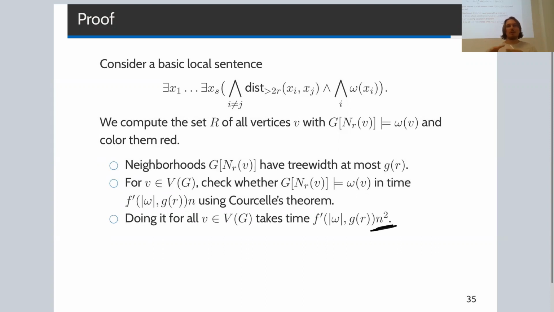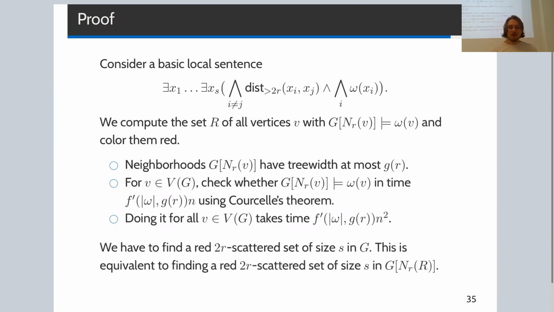And if you analyze it naively, you get running time that is n for every vertex, so n squared in total. If you analyze this a little bit more carefully, you get this n to the 1 plus epsilon. But we don't bother with that for now. So now we have the set of all vertices colored red that satisfy omega. And what we do next, we have to find a 2R scattered set of size S in G, or we have to decide that such an R scattered set does not exist.